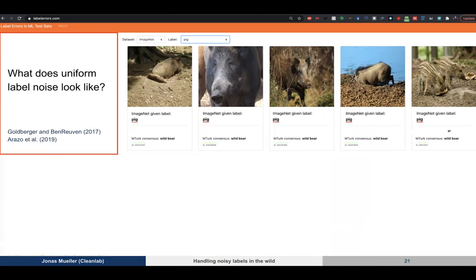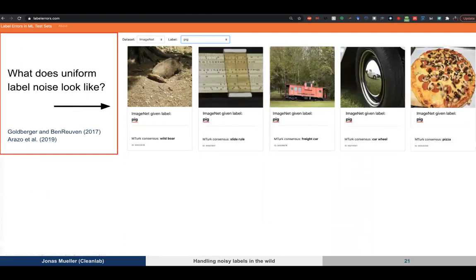And so just to contrast it again against uniform label noise, what would that look like? That would mean that you have these data images from ImageNet that are labeled pig, and their actual true labels are totally other classes like ruler or train. And you just don't see that in most image data sets.